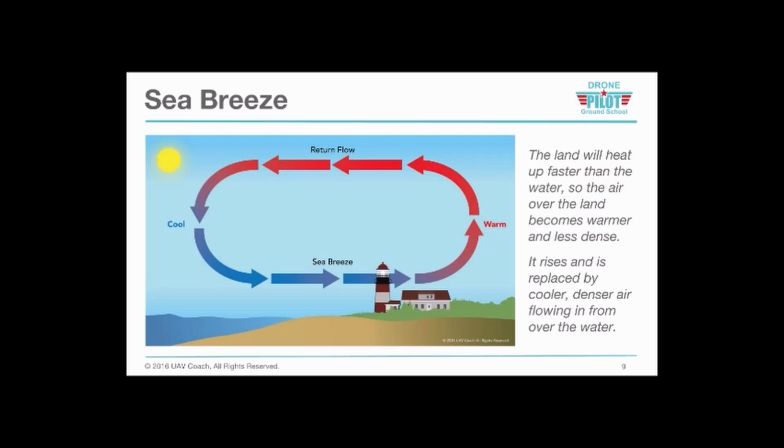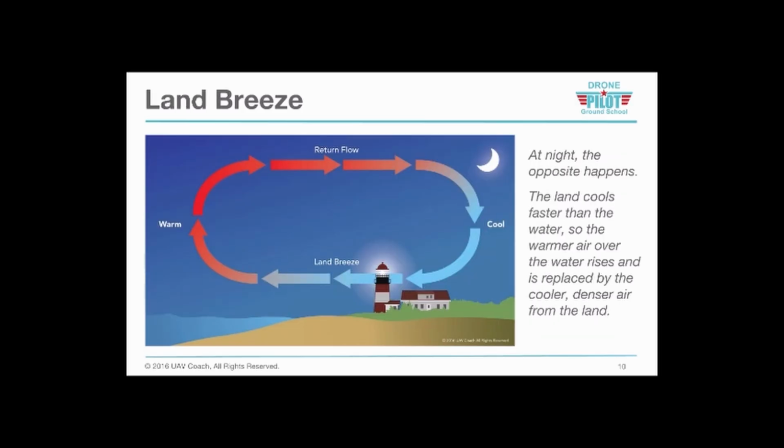And at night, the opposite happens. The land cools faster than the water, so the warmer air over the water rises and is replaced by the cooler, denser air from the land. This creates an offshore wind called a land breeze. Anywhere there is uneven heating of the Earth's surface, you will find convective currents.